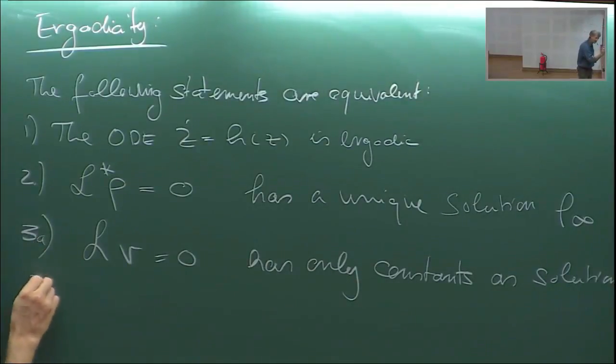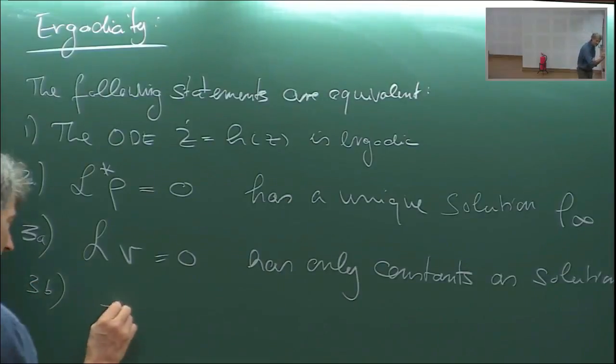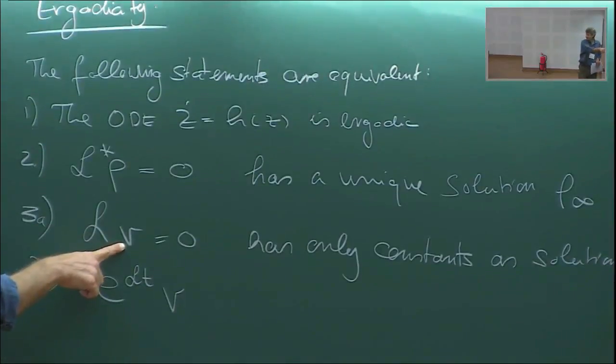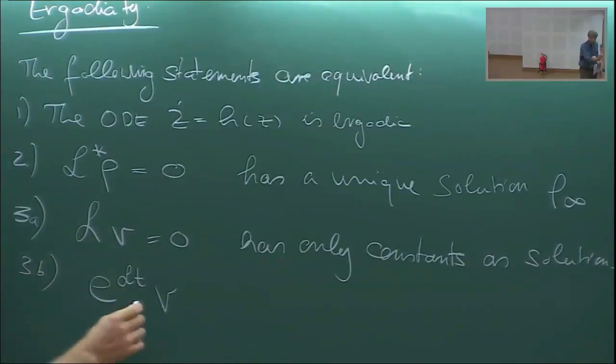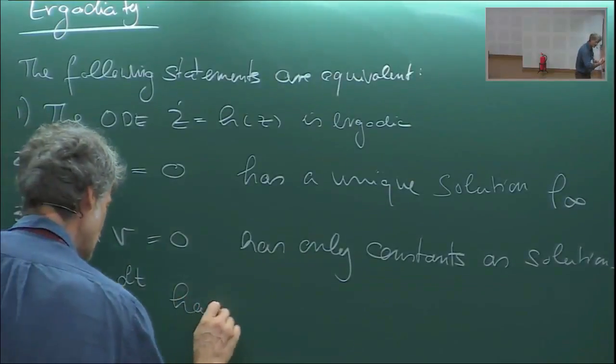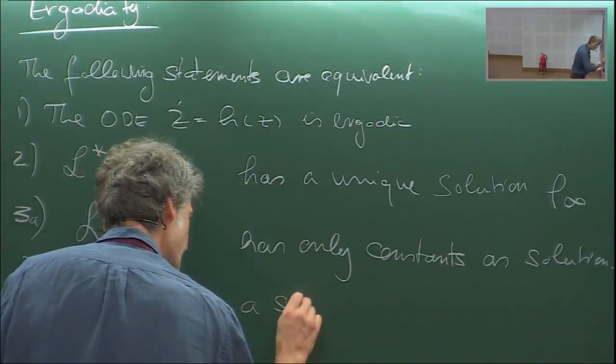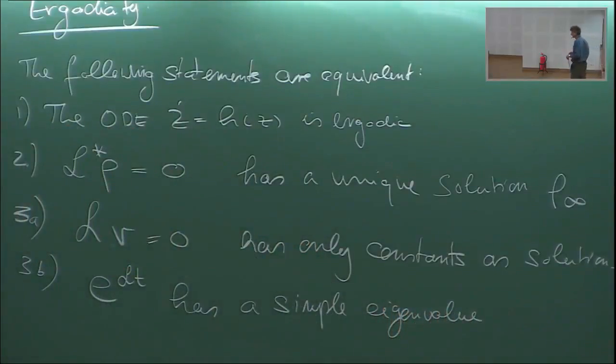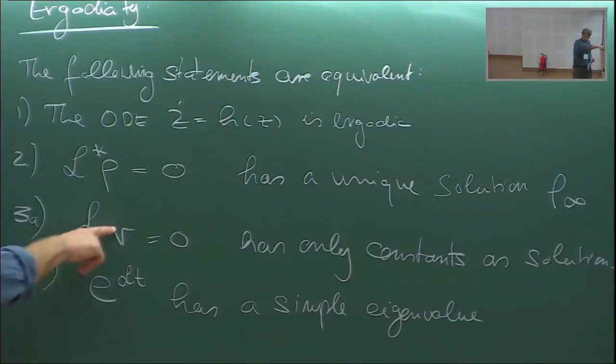Another way, so let's call this 3a and this 3b, is that e to the LT V, remember we call this the Koopman operator, that's a propagator for these expectation values. So e to the LT V describes the evolution of the expectation value. So if LV equal to 0 has only constant solutions, then it means that e to the LT has a simple eigenvalue 1. Okay, you bang in a constant, you get the same constant. We don't change that expectation value anymore. And this is the only solution, the constants.